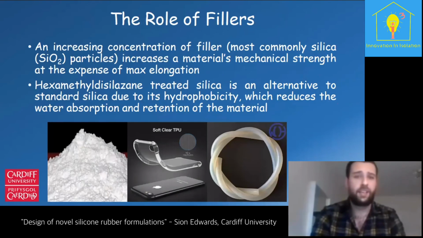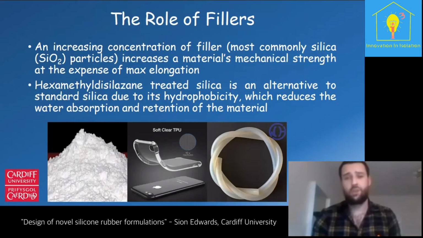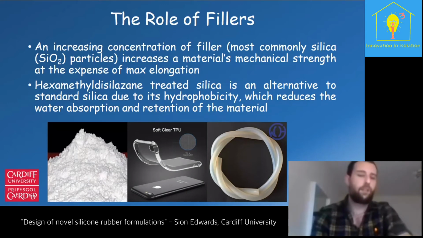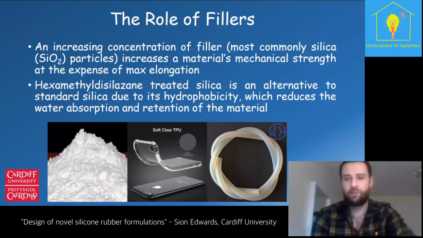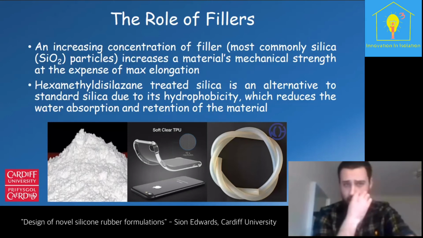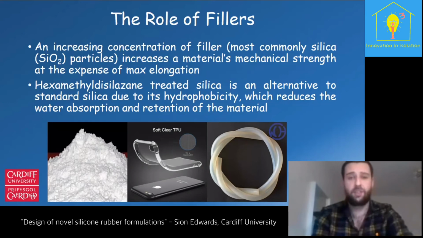You want to look at including fillers, possibly, depending on your application. The most common is silica. What happens with the fillers is you have a lot of intermolecular interactions, and that increases the mechanical strength of your material, but it decreases the max elongation due to these intermolecular interactions. So it doesn't stretch as much, but it's stronger. Another thing, if you think about desiccant bags you get when you buy anything, they're there to absorb water, and silica does that. So if your material is going to see a lot of water, if it's going to be involved in a lot of aqueous environments, then you might want to use hexamethyldisilazane-treated silica, which is hydrophobic and stops water absorption as well.